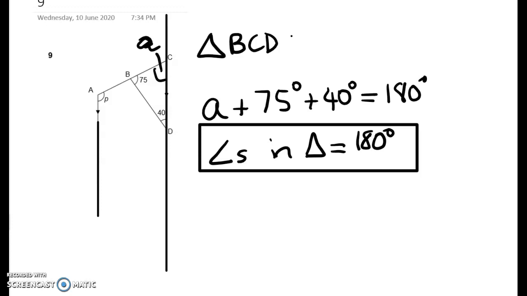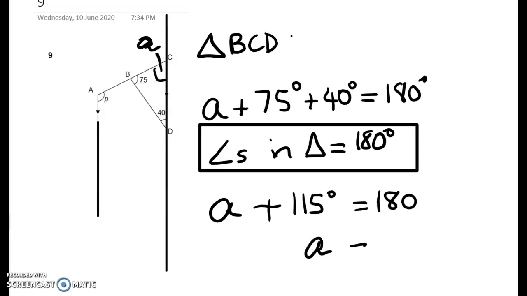That hasn't told me what A is yet though. So A plus 115 is equal to 180. A is equal to 65 degrees. So far, so good.